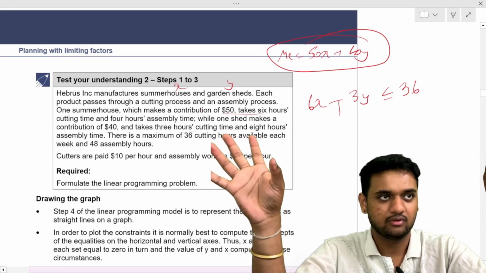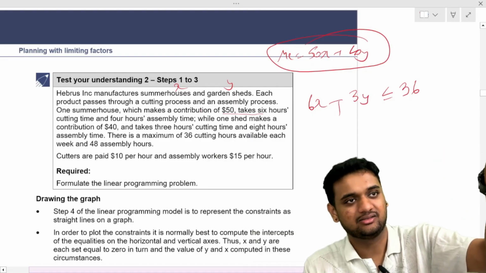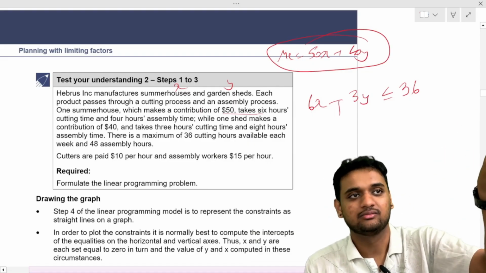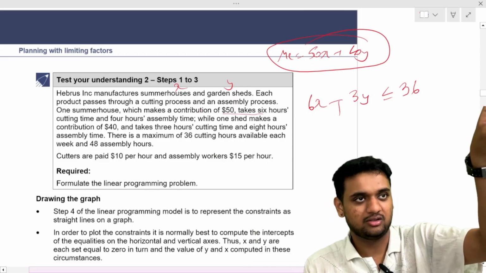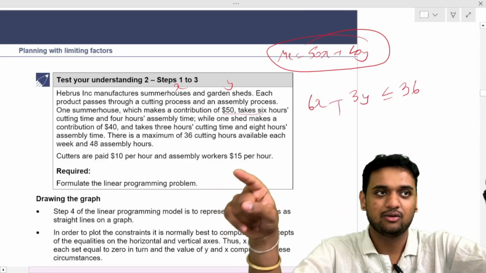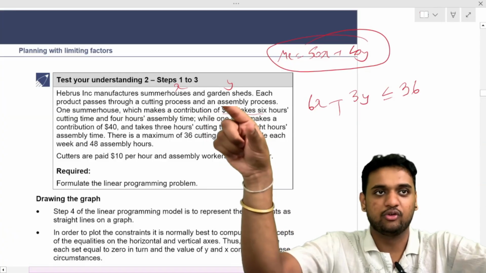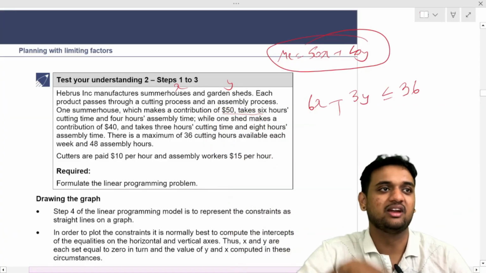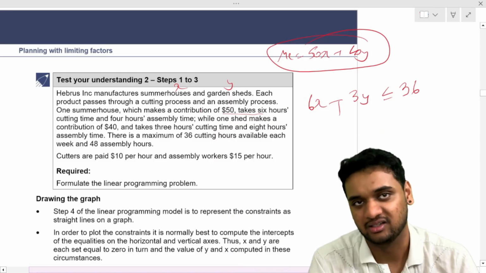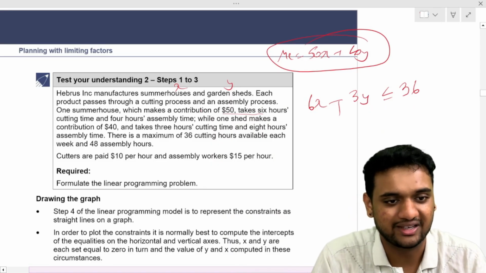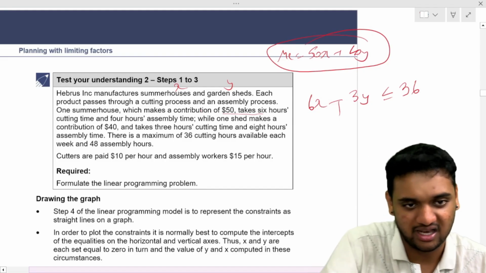Y sheds. One shed takes 6 hours. One window takes 6 hours into X number of units, plus one shed takes 3 hours into Y number of units. Both together should be less than 36 hours. My time is only 36 hours. So 6x plus 3y should be less than or equal to 36 hours.